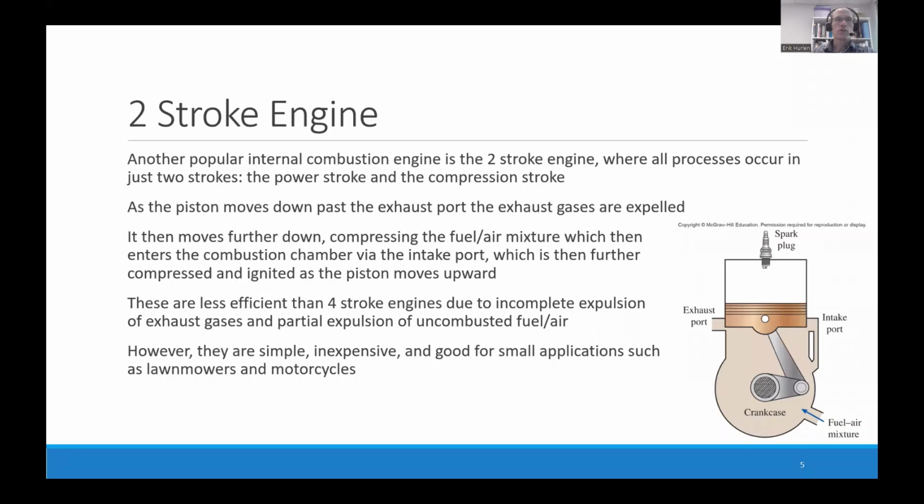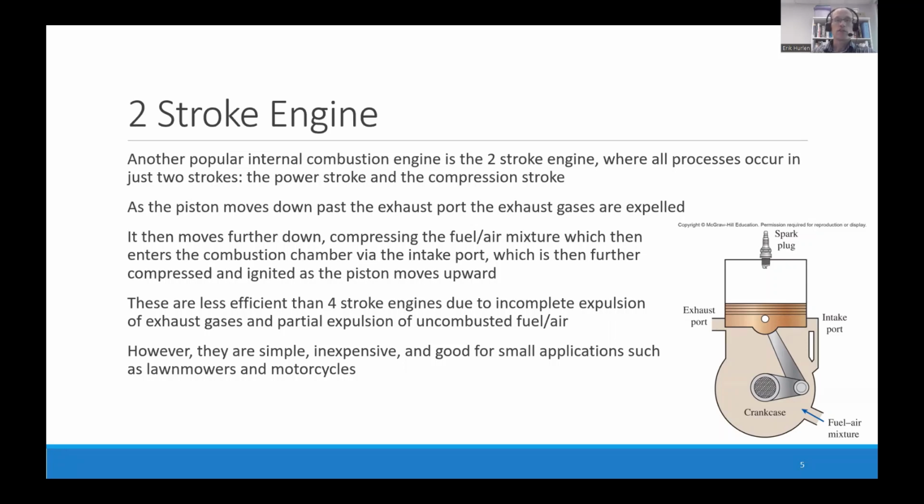Another common internal combustion engine is the 2-stroke engine. In this case, all the processes are combined into just 2 strokes of the piston. As the piston moves down past the exhaust port, the exhaust gases are pushed out, effectively making the exhaust stroke part of the power stroke. As it moves further down, new air-fuel mixture is added and compressed, which then goes into the chamber through an intake port and is further compressed and ignited, making the intake cycle part of both the power and compression cycles, and this completes the cycle.